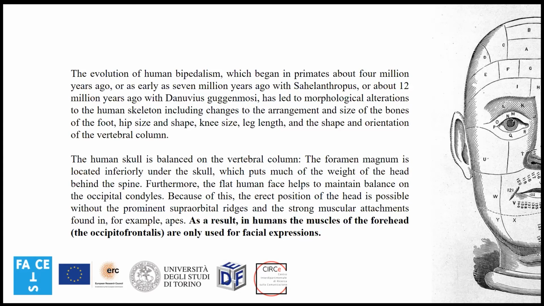Now, there is some evolutionary evidence related to the development of erect position in the ancestors of the Homo sapiens, and in particular in the evolution of human bipedalism, which began in primates about 4 million years ago, or as early as 7 million years ago, with the ancestor of the sapiens called Sahelanthropus, about 12 million years ago with the Nacholapithecus kerioi.